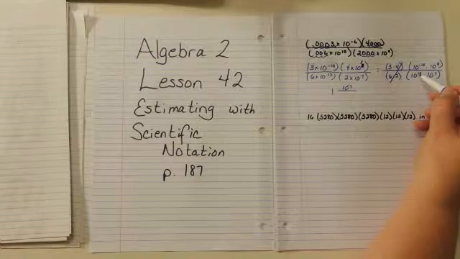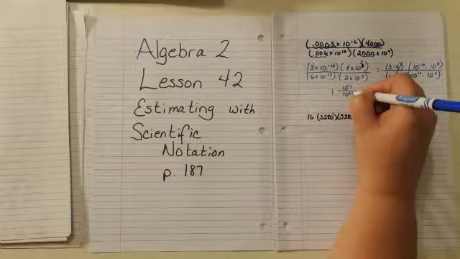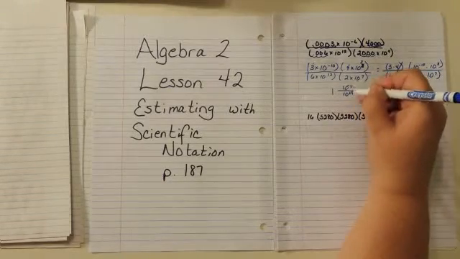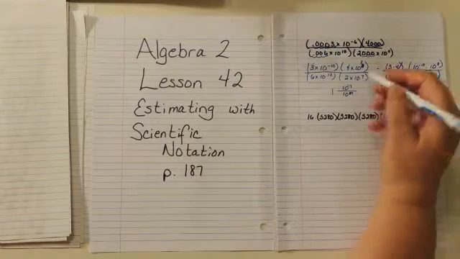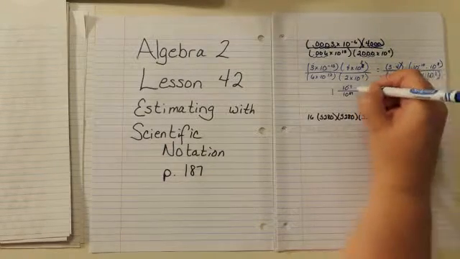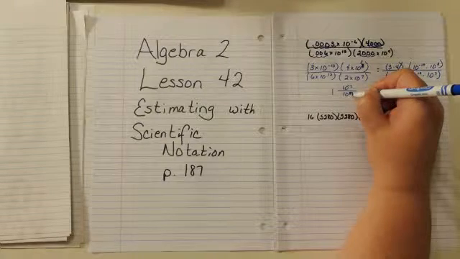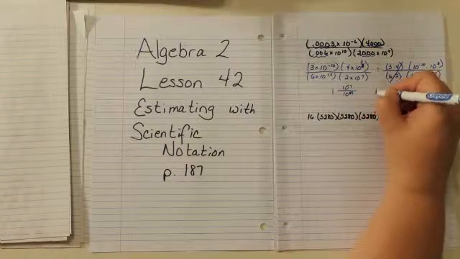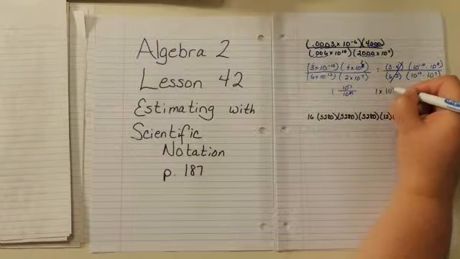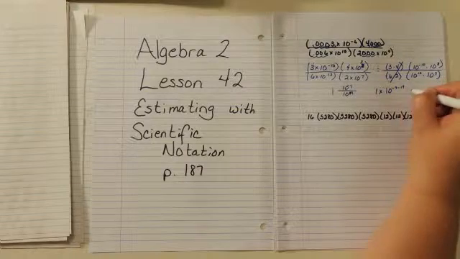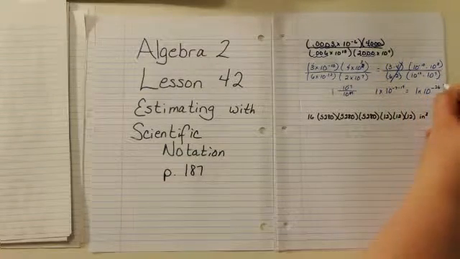We have 10 to the 12th and 10 to the 7th, so this is 10 to the 19th. Alright, and we're going to take care of these by subtracting. We've handled this before. The 10s are the same base. This is going to be negative 7 minus 19. So this is going to be 1 times 10 to the negative 7 minus 19, which equals 1 times 10 to the negative 26.